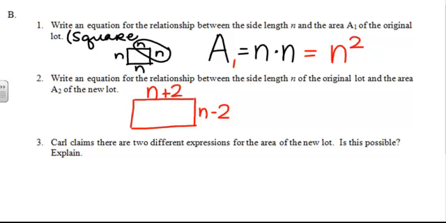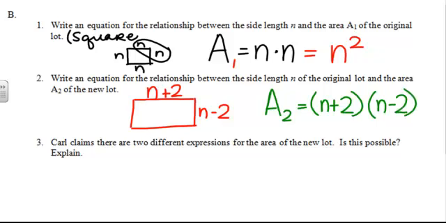Now if we want to find the area, remember we just have to multiply length times width. So the area of our rectangle can be the length, which is the n plus 2, times our width, which is n minus 2.